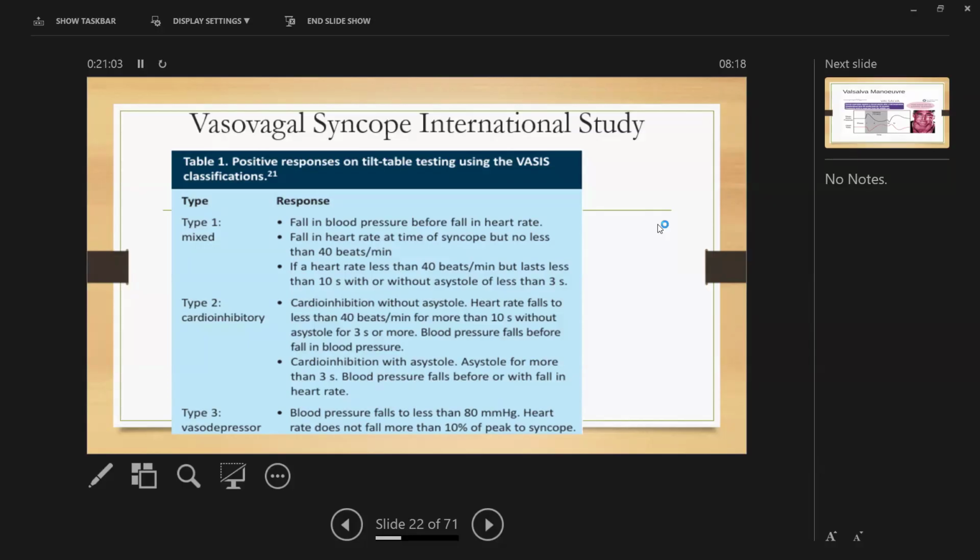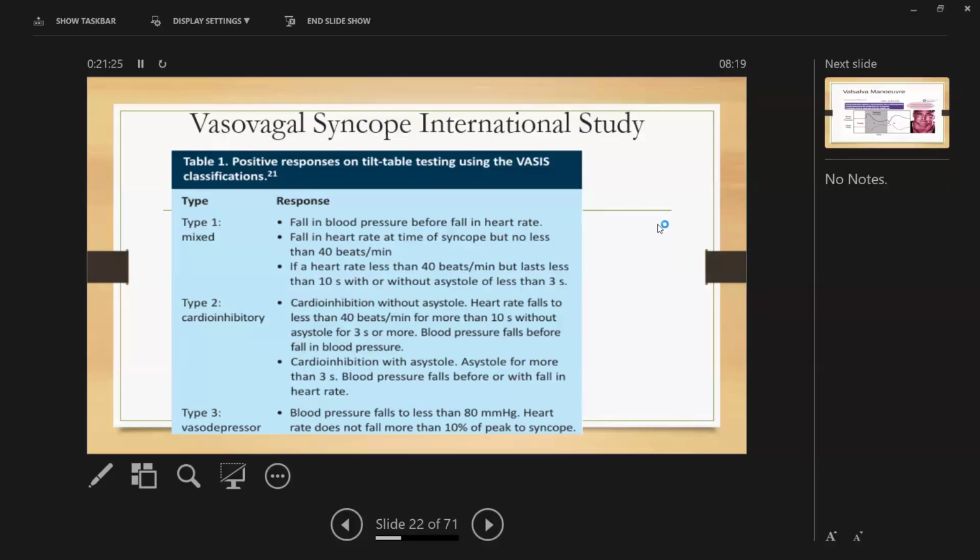So the responses of vasovagal syncope can be classified into mixed, cardio inhibitory, or vasodepressor. It is classified based on the vasovagal syncope international study classification. What happens in vasovagal syncope? As I already told, due to reflex vagal tone, there's a decrease in heart rate, and second, there is a decrease in blood pressure.